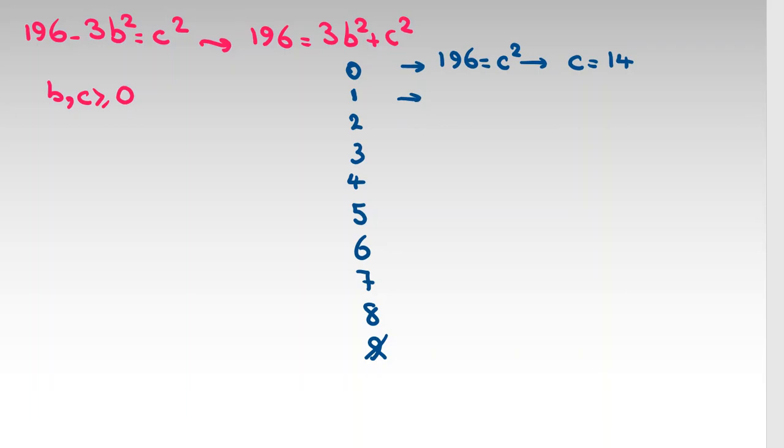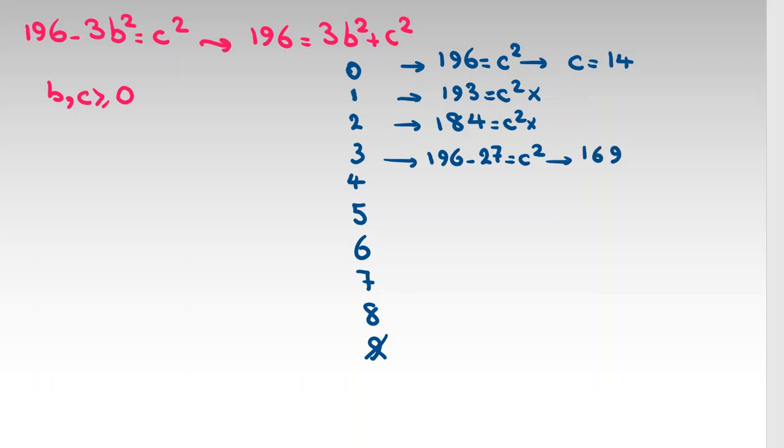In this case, 196 minus 3 is 193, which is not c squared, impossible. For this one, 196 minus 3 times 4, minus 12, will be 184, not c squared, impossible. This one, 196 minus 3 times 9, 27, is c squared. So 196 minus 27, 16 minus 7, 9, 8 minus 2, 6, c squared, so c will be 13.